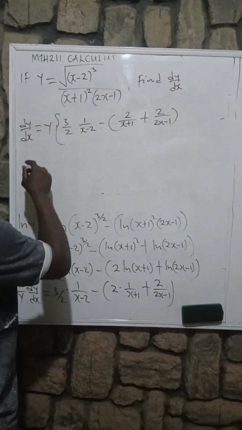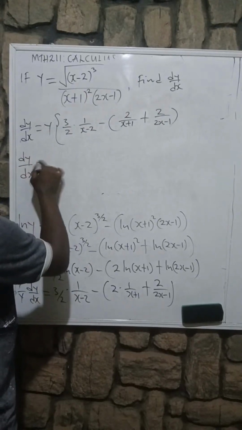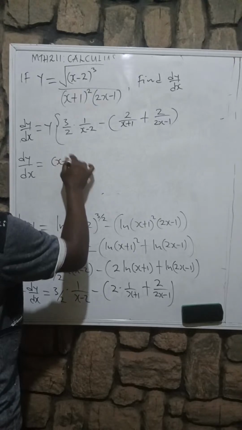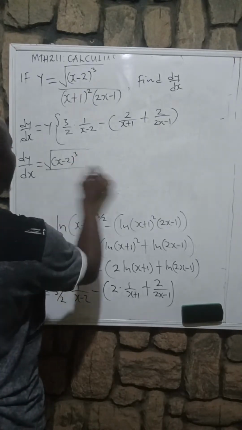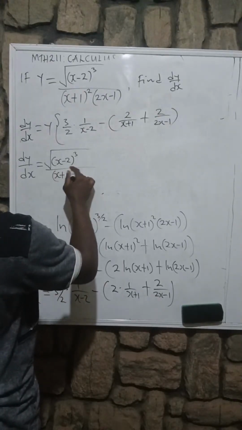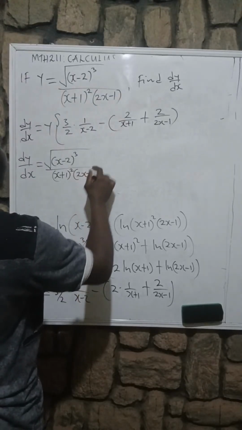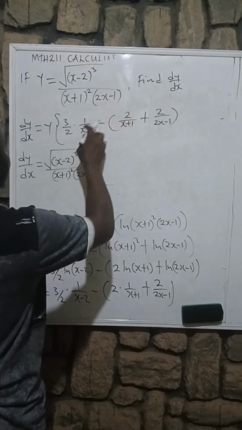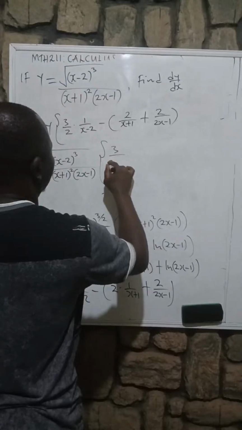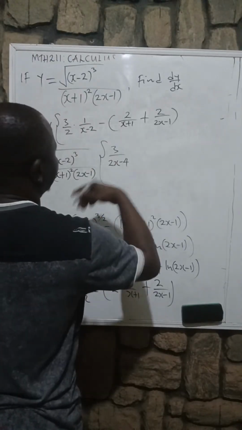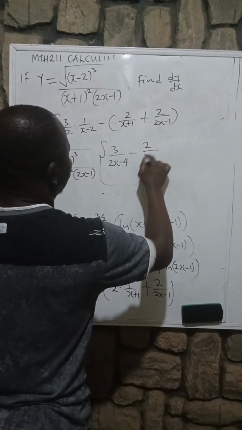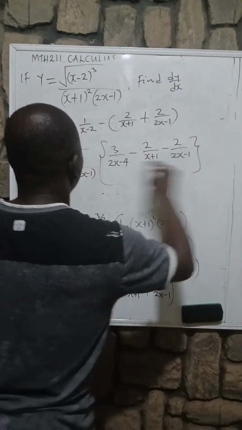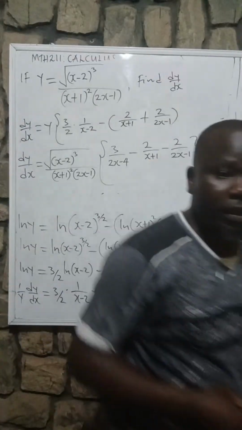Okay, so dy all over dx is equal to, we write back this formula to replace y, so x minus 2 raised to the power of 3, then square root, all over x plus 1 all in bracket squared, 2x minus 1, right? Then when you use 3 to multiply 1, 3 by 2 to multiply x minus this, you are going to have 3 all over 2x minus 4, right? Now open this bracket, you are going to have minus 2 all over x plus 1, this times this, minus 2 all over 2x minus 1. This is what you are supposed to have, and this is the final answer.